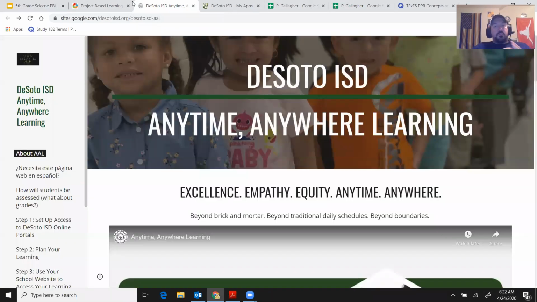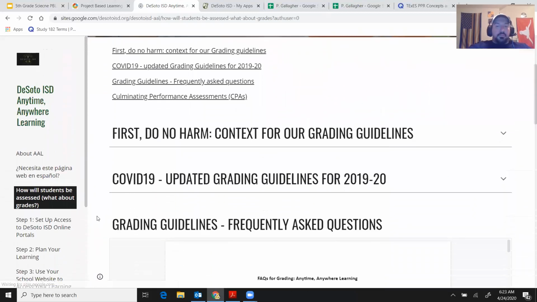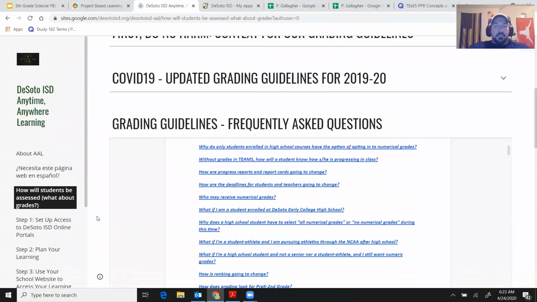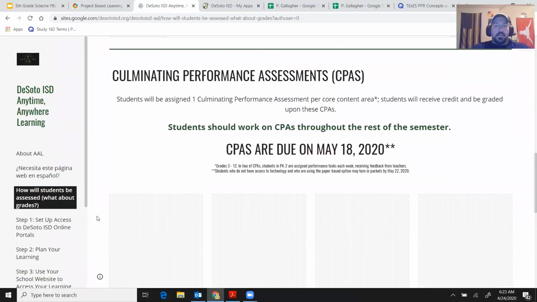So again, if you go to DISD dash AAL, that'll bring you to the DeSoto Anytime Anywhere Learning page, and then simply go to how will students be assessed without grades. Okay, then you can see everything in here with frequently asked questions. And then of course here is the culminating performance assessment, and it will give you what you need to know.